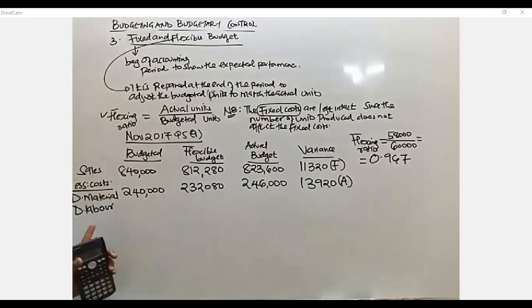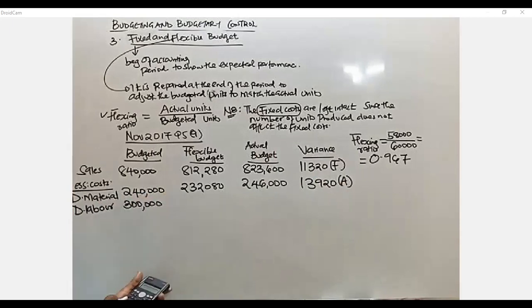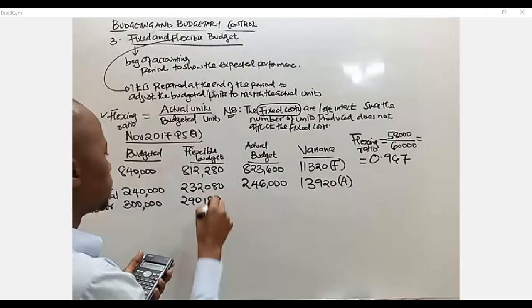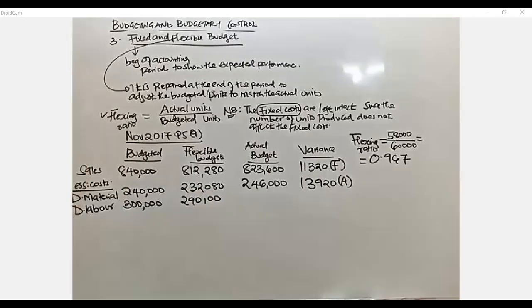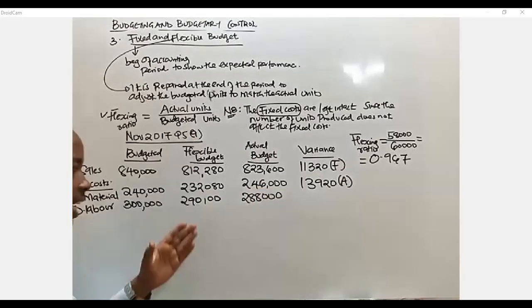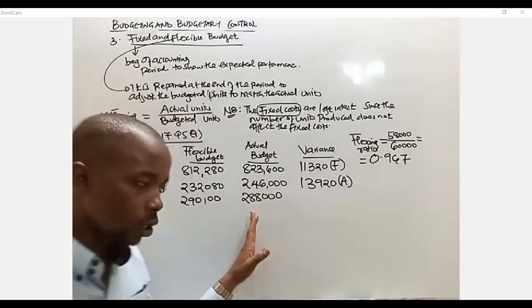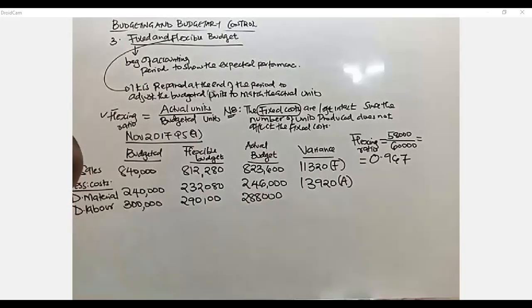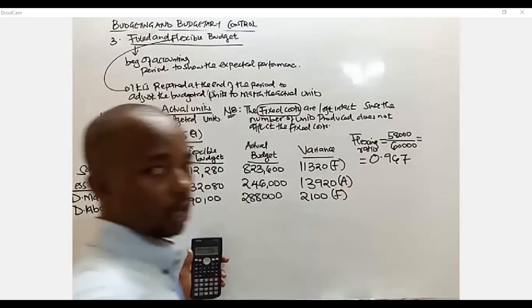Under the direct labor, I can see we have 300,000. When you multiply by the flexing ratio, 0.967, I get 290,100. The actual given by the examiner is 288,000. I'm happy today. I budgeted to spend 290,000, but there is a reduction in inflation, you see. I spent 288,000. I'm very happy. I get 2,100. This should be favorable.